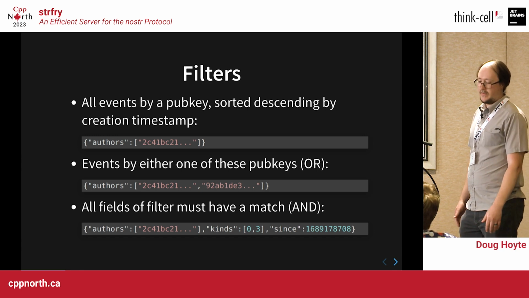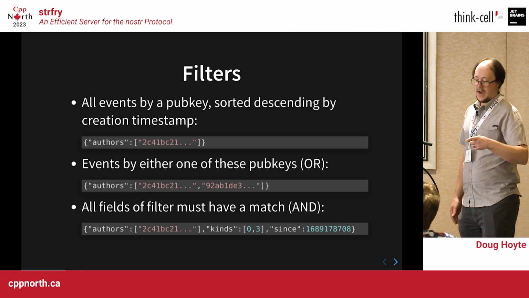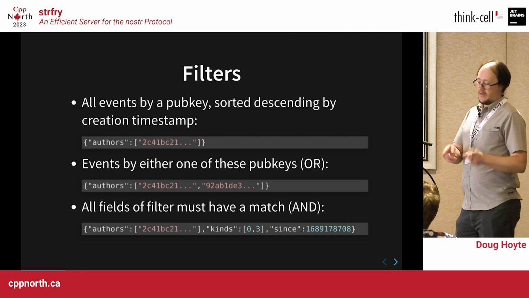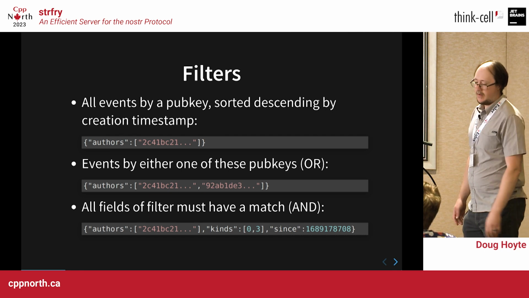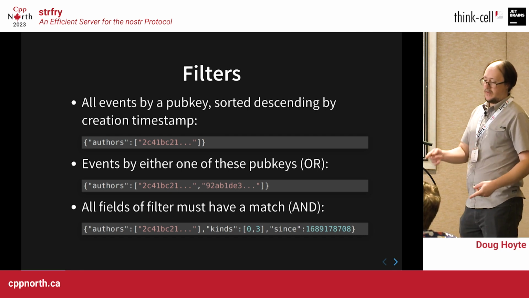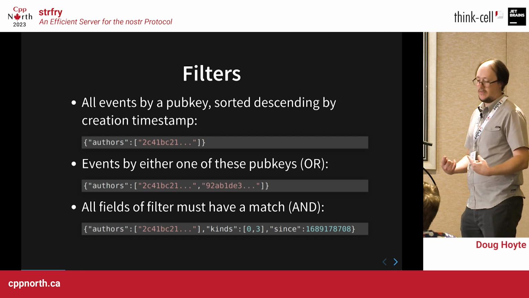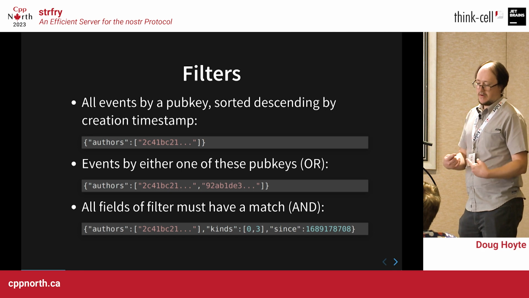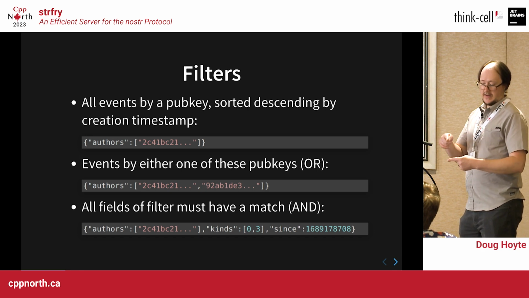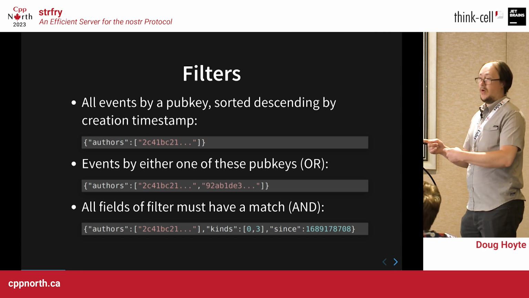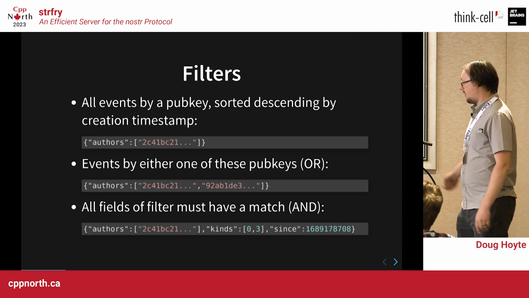So if you wanted to get all of the events by those two pub keys, you would pass this as a filter, right? Either that one or that one, right? However, when you have multiple different top-level elements inside there, it's an AND match, right? So this last one needs to match that author and one of the kinds 0 or 3, and it needs to have been posted since this timestamp, right? So that's the filter.